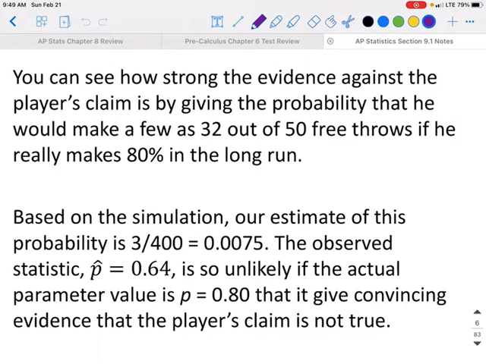You can see how strong the evidence against the player's claim is by giving the probability that he would make as few as 32 out of 50 free throws if he were actually an 80% free throw shooter in the long run. Based on our simulation, there were only 3 times out of the 400 where we made 64% or less, which is 0.0075. The observed statistic p-hat of 0.64 is so unlikely if the actual parameter value is 80% that it gives convincing evidence that the player's claim is not true.